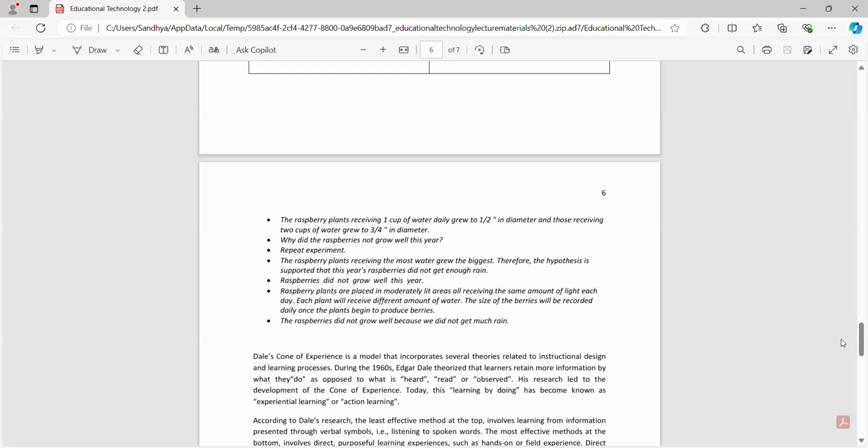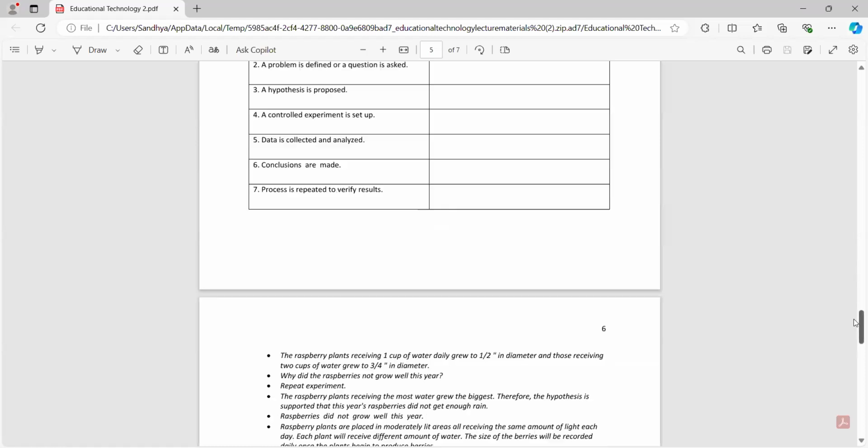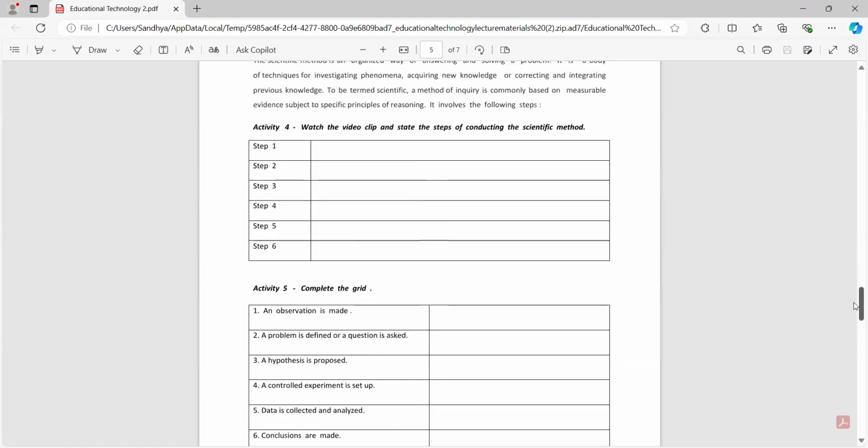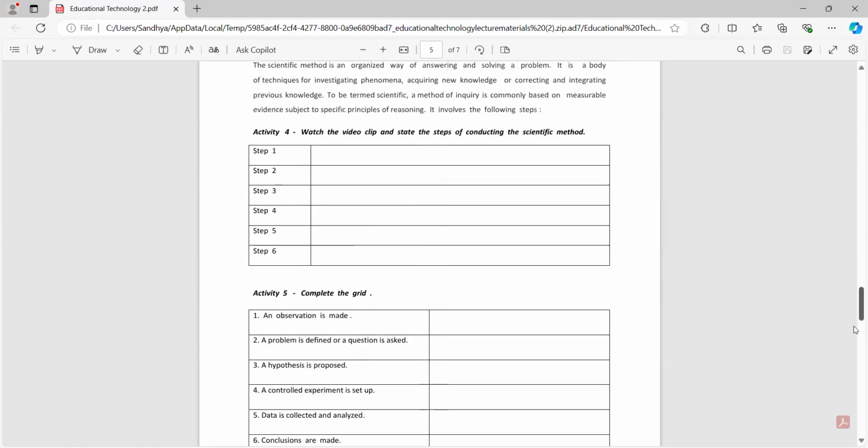Okay. We'll give it a try now. Which one is the first one? Raspberries did not grow well this year. You're correct. Raspberries did not grow well this year. That is the observation made.